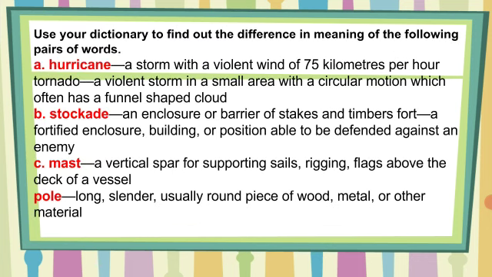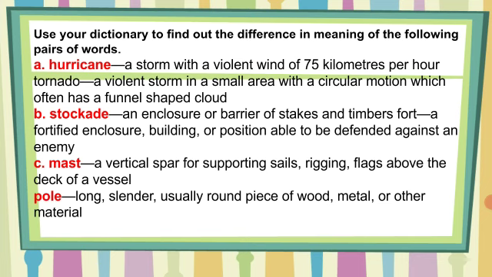Okay, students, in B section there is another exercise, exercise number 2, and here you have to write the meanings of these difficult words. Hurricane, a storm with a violent wind of 75 kilometers per hour. Tornado, a violent storm in a small area with a circular motion which often has a funnel shaped cloud. Stockade, an enclosure or barrier of stakes and timbers.